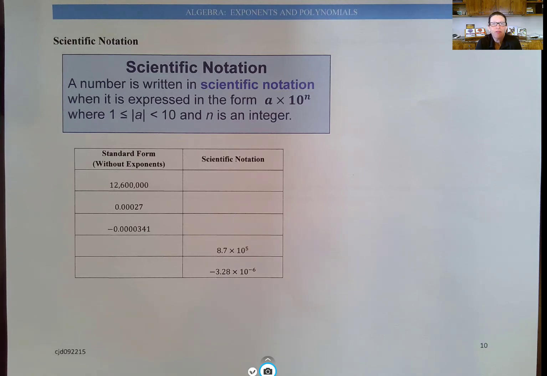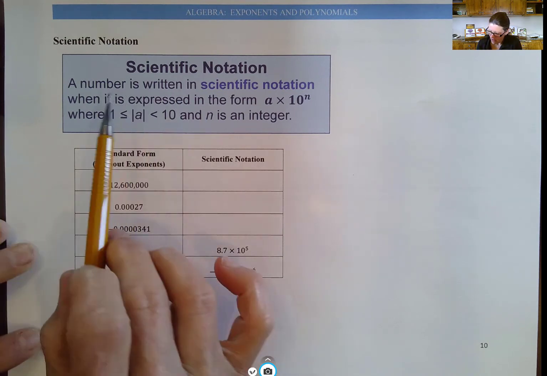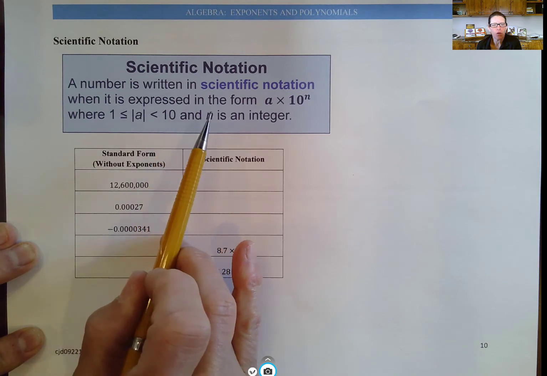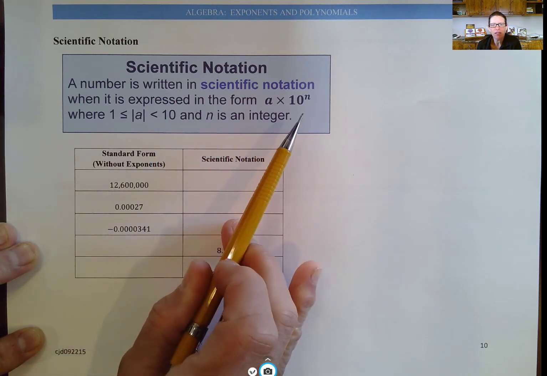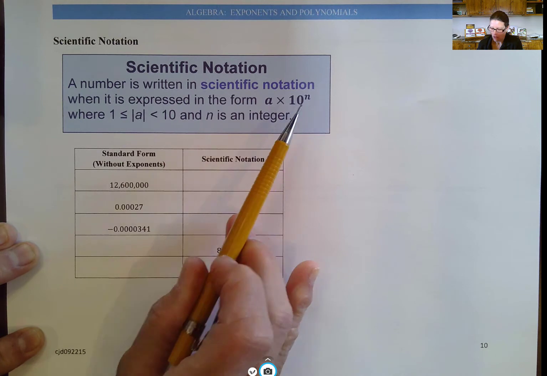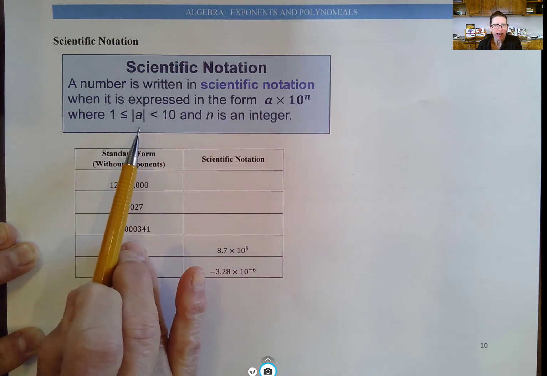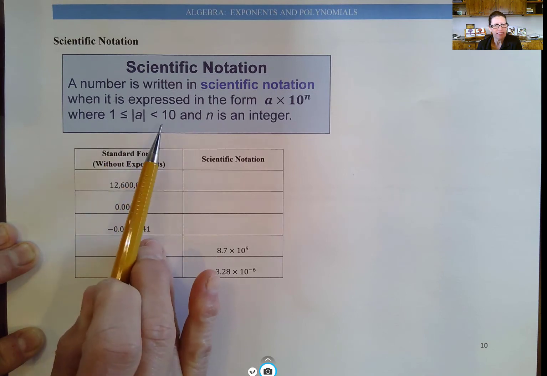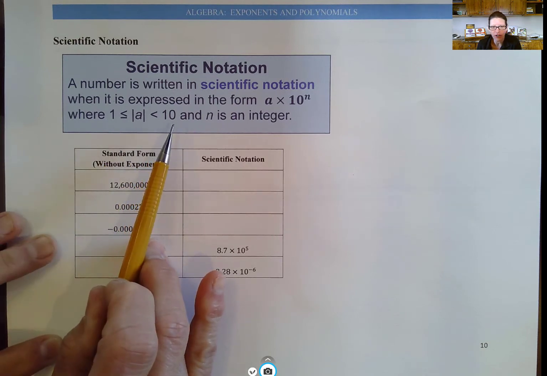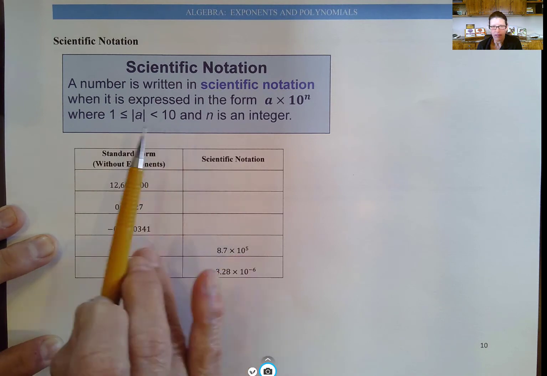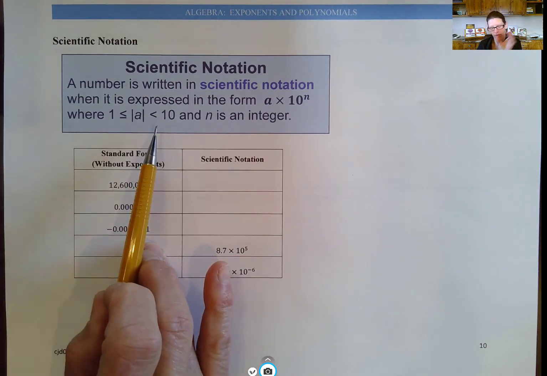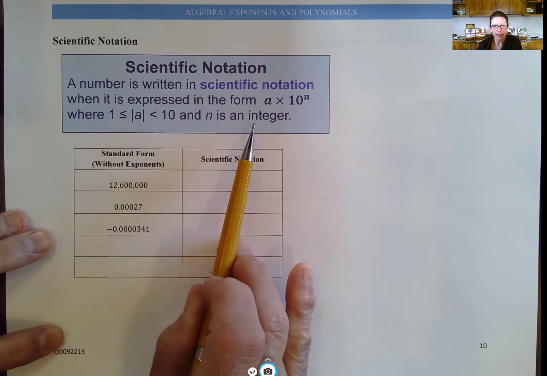Hello students, in this video we'll take a look at scientific notation. A number is written in scientific notation when it is expressed in the form a times 10 to the nth power, where a is a number whose absolute value is greater than or equal to 1 and less than 10. That is, it's a single digit number in the whole number place, or integer valued place, that is. And n is an integer.